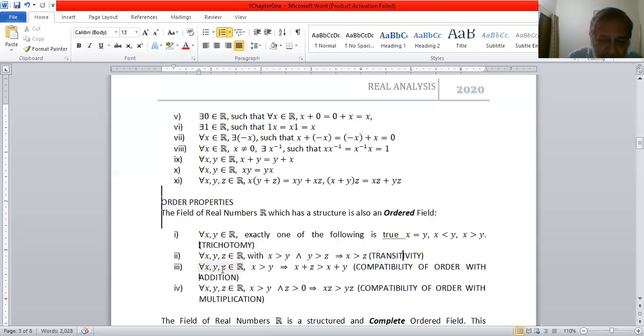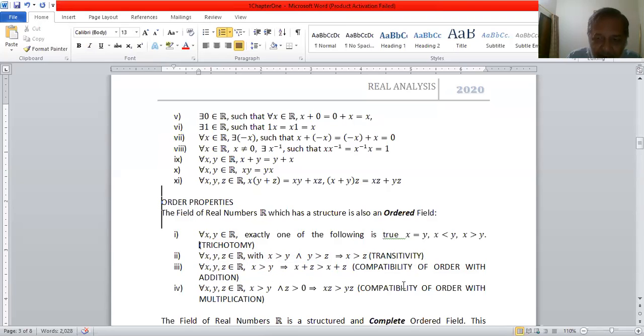Then choosing three real numbers, if x is greater than y, you add the third number z to both sides. The inequality will not change. This is compatibility of order with addition.